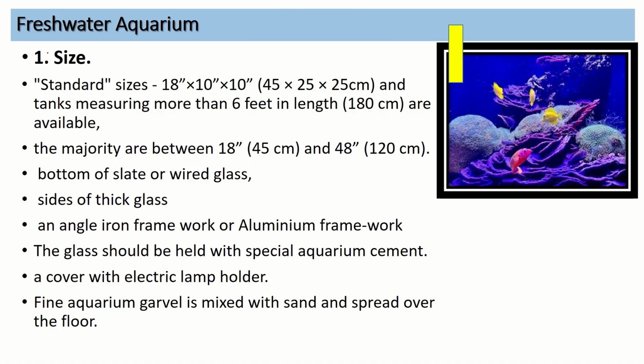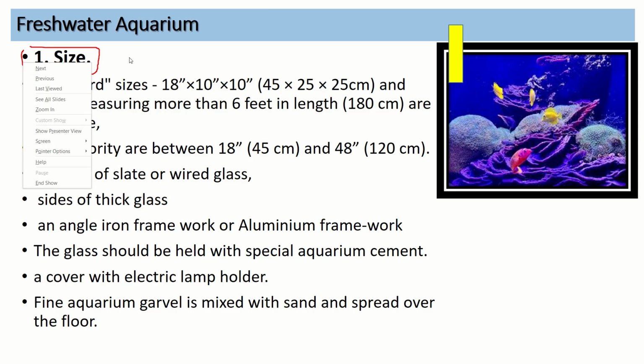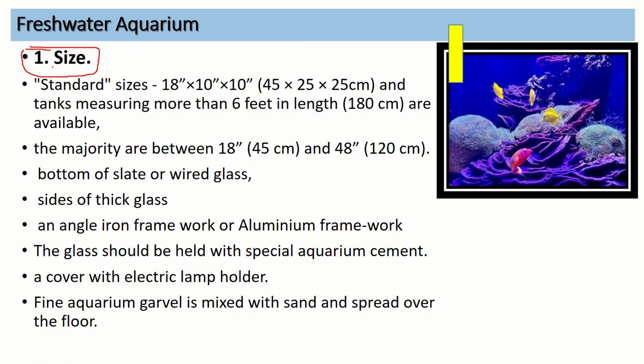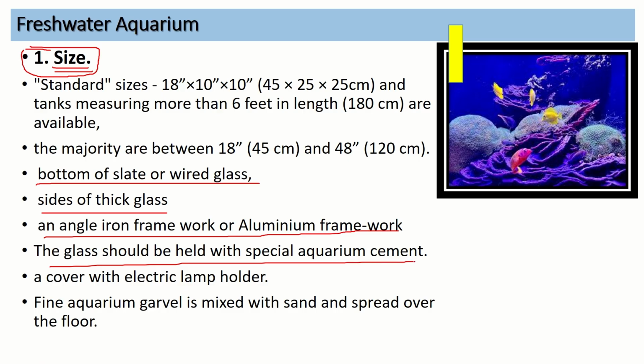Next, points to be considered while constructing an aquarium. Which are the main points to be considered? First, aquarium size. For tropical freshwater fishes, the tank should have a bottom of slate or wired glass with sides of thick glass set in an angle iron frame. Aluminium framework may also be used in place of iron. The glass should be held with special aquarium cement.